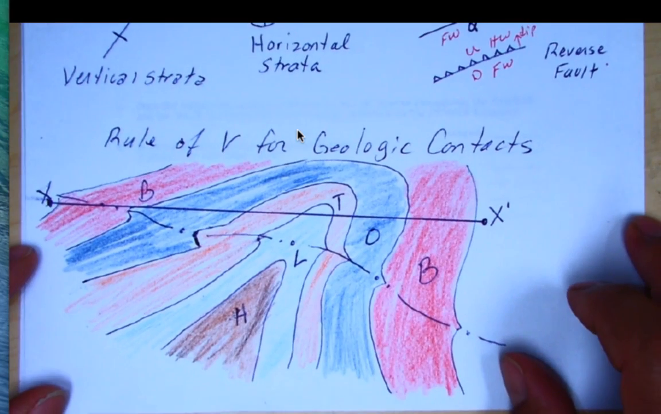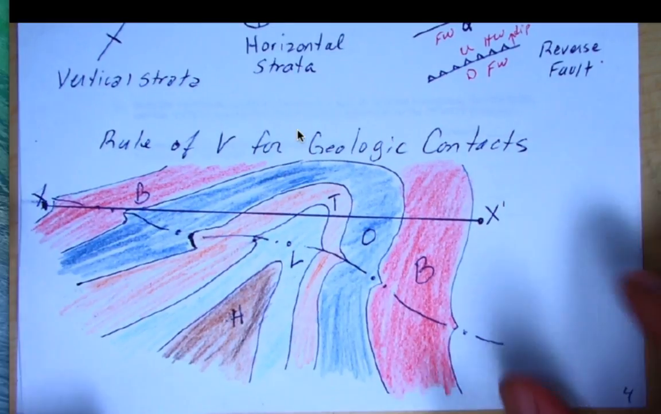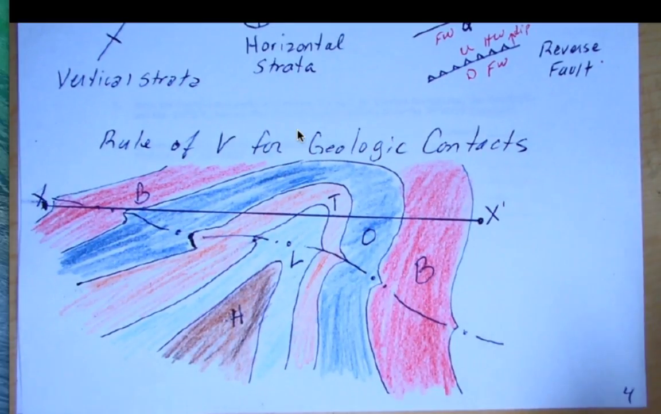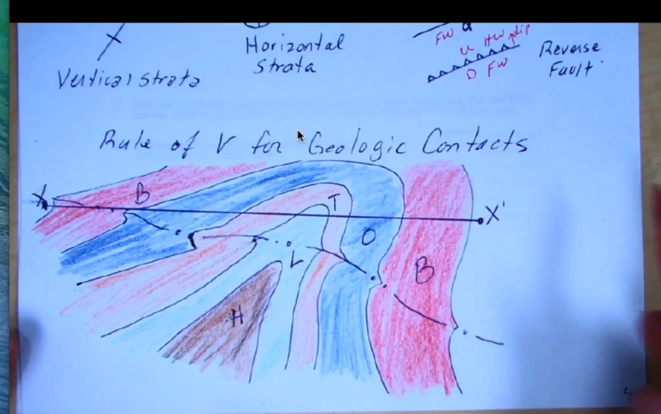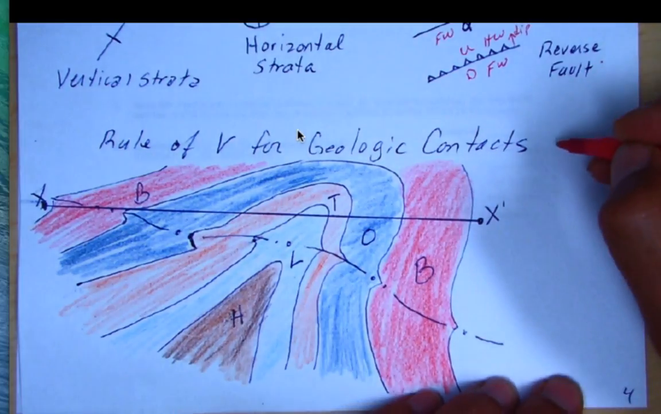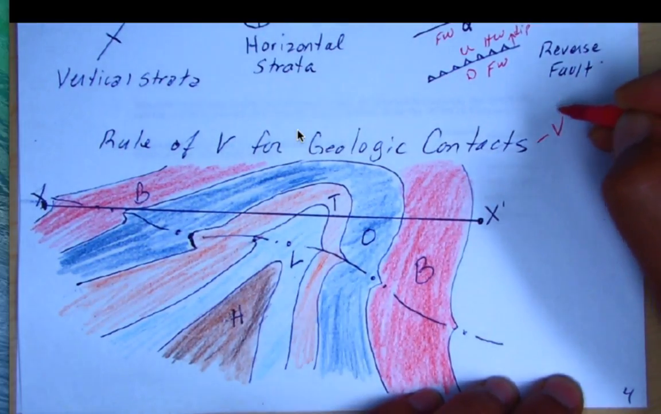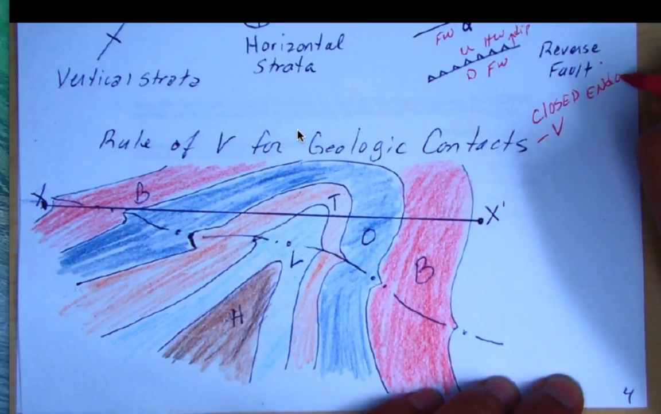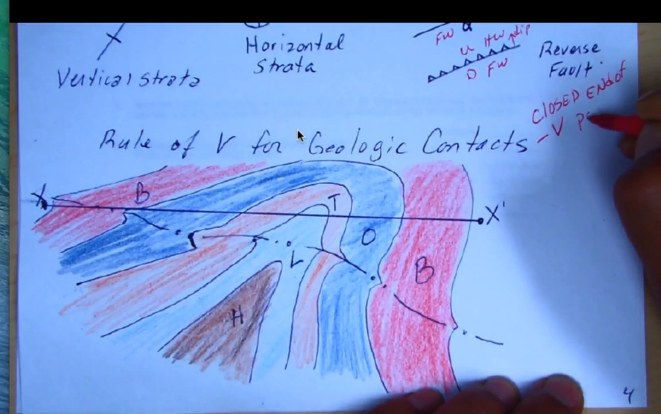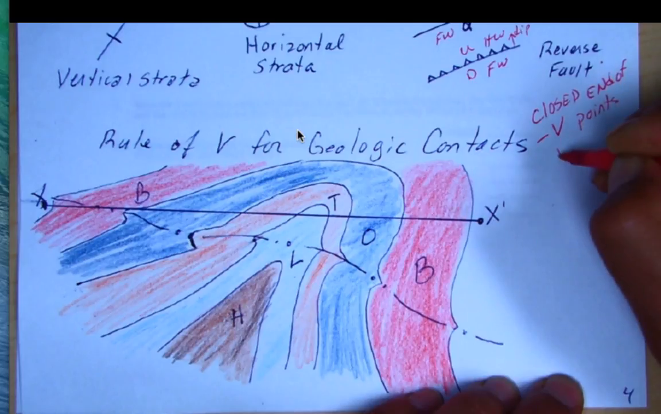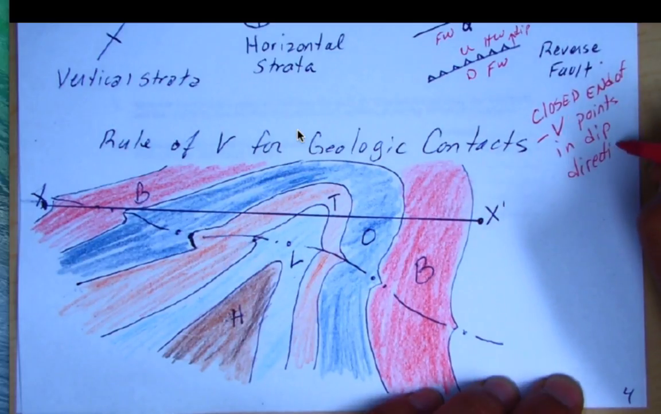Let's look at some rule of V's for geologic maps. I've talked a little bit about these, and they're different for topo maps. Remember, I think in the video that eScience Labs has, there's a good explanation of the rule of V's for topographic maps. But for the rule of V's for geologic contacts, the rule here is that the closed end of the V points in the dip direction.